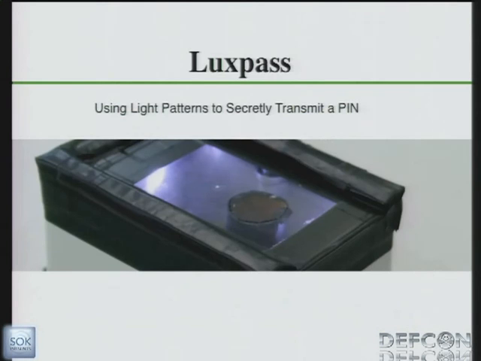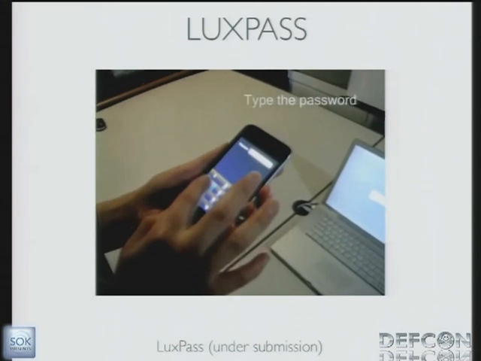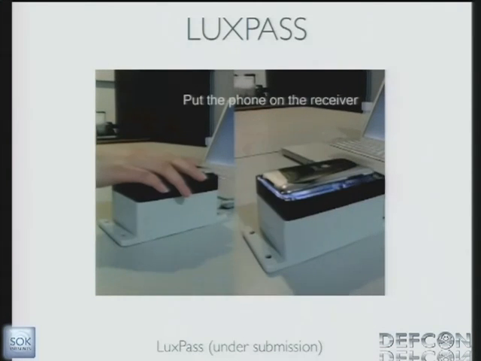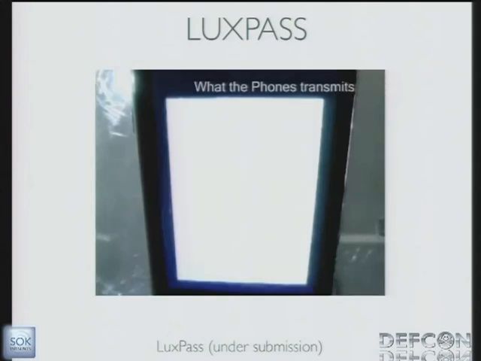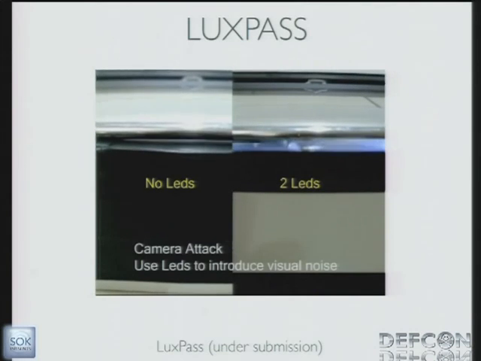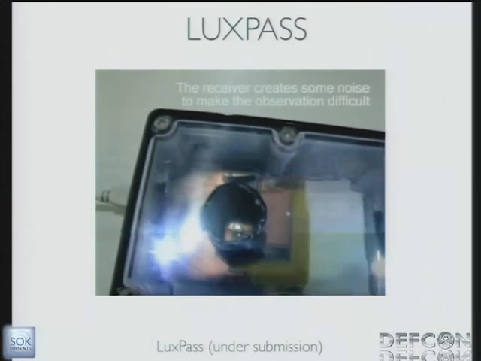So here's a prototype of a system that performs this communication using light. You enter the password by whatever means necessary on the phone, and then place it on the receiver where it is transmitted with light. And you can see a lot of flashing leaking out from that. That's because there are specifically LEDs in there to introduce visual chaff to prevent any recording and replay attack.